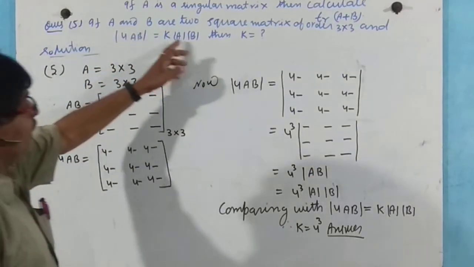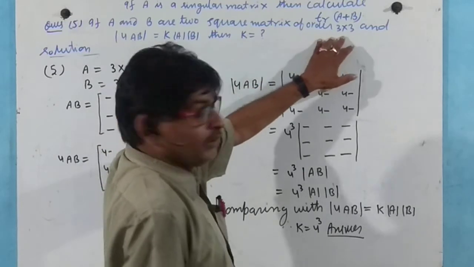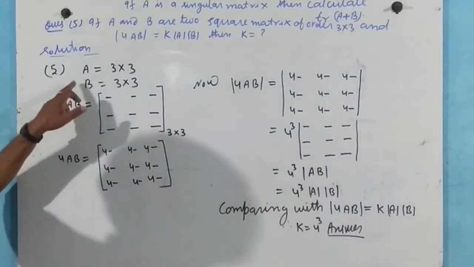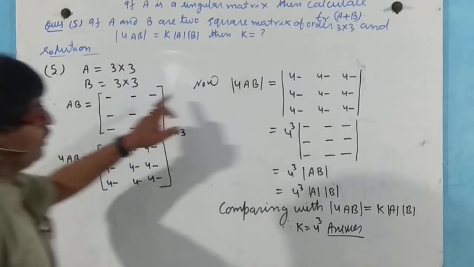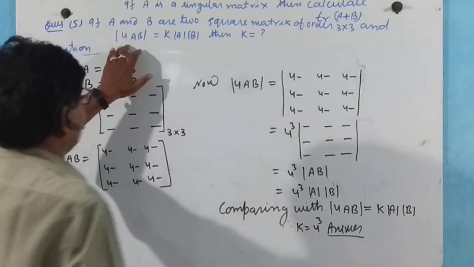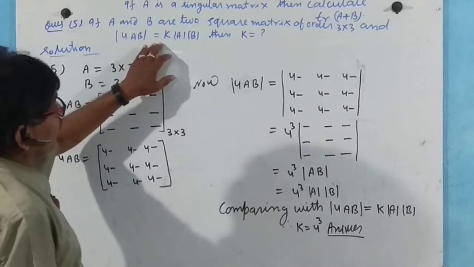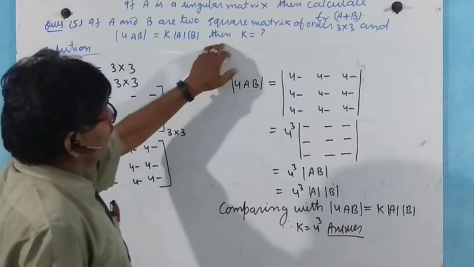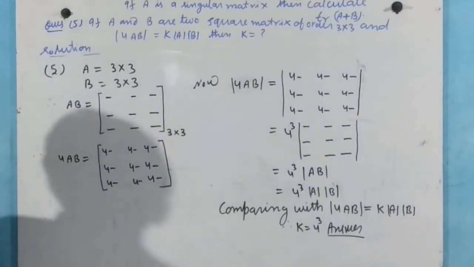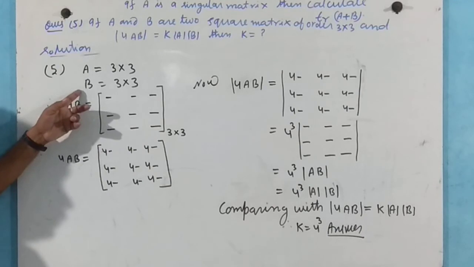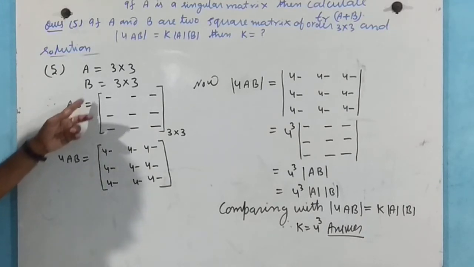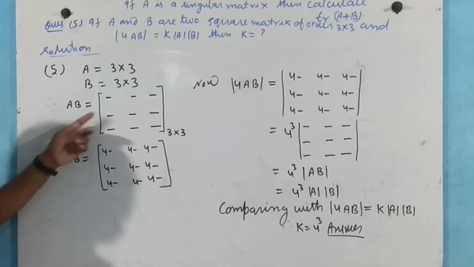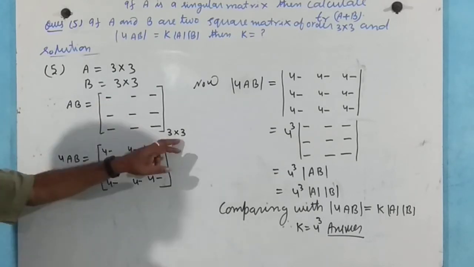Now question number 5. If A and B are two square matrices of order 3 cross 3, and determinant of 4AB is equal to K times determinant of A into determinant of B, then find the value of K. Now A and B are matrices of order 3 cross 3, so that we get the matrix AB, also of order 3 cross 3.